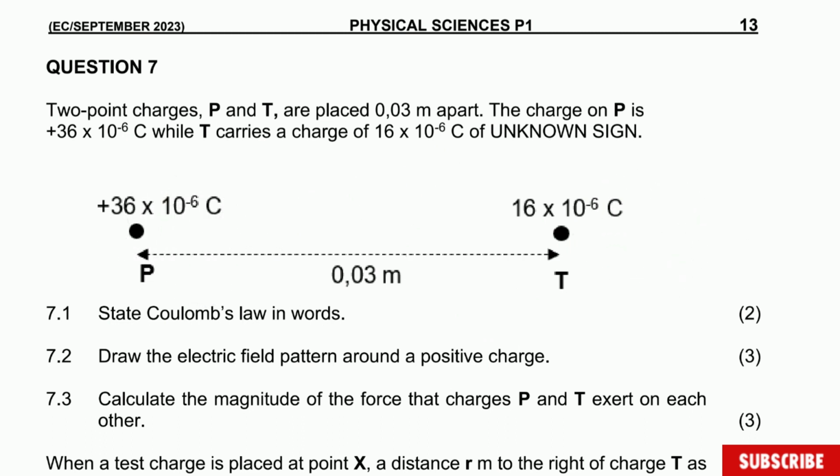This question says two point charges P and T are placed 0,03 meters apart. The charge on P is 36 times 10 to the minus 6 coulombs, while T carries a charge of 16 times 10 to the minus 6 coulombs of unknown sign. So we don't know what the sign of this specific charge is. Now, state Coulomb's law in words.